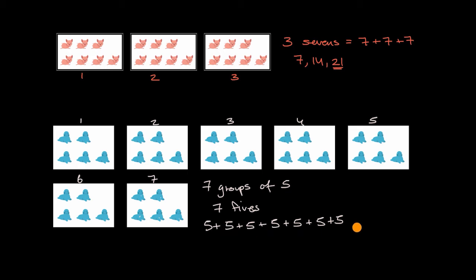And if I wanted to figure out what that is, I could skip count 7 fives. So that would be 5, 10, 15, 20, 25, 30, 35. So if I were to have all these 5s up, 5 plus 5 is 10. Add another 5, you get to 15. Add another 5, 20. Add another 5, 25. Add another 5, 30. Add another 5, 35, which is exactly what you see there.